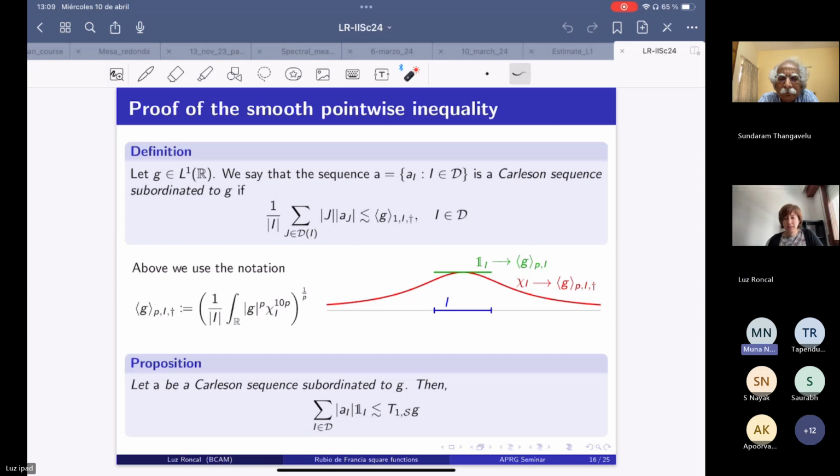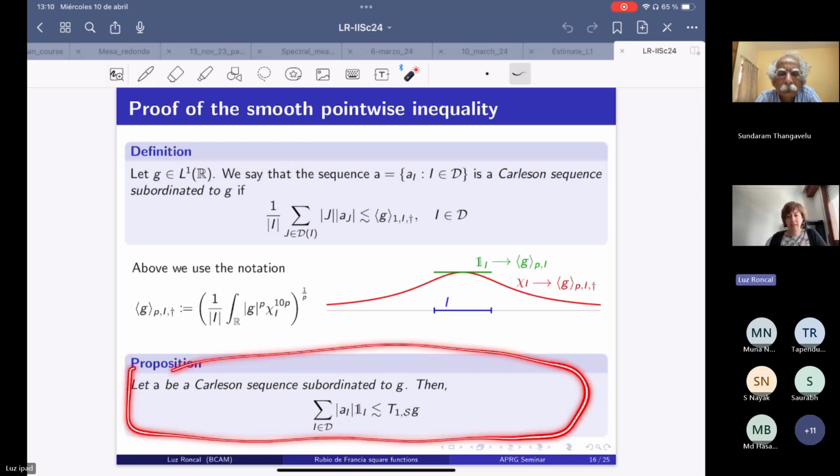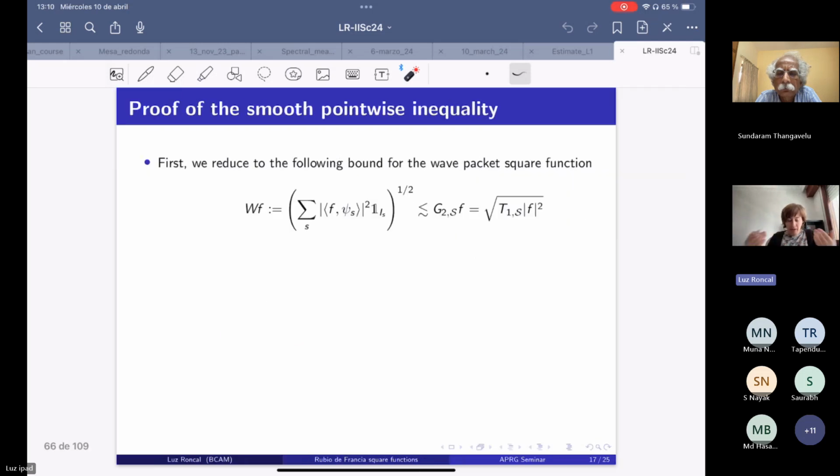In this definition of g, you have really taken chi I to the power 10p, right? Yes. So how does it affect? Because chi I is an indicator function, right? It's an indicator with some decay. That is the important thing. This is the important thing actually, because this is coming from your time frequency model, where the wave packets have this decay. So yeah, thank you.